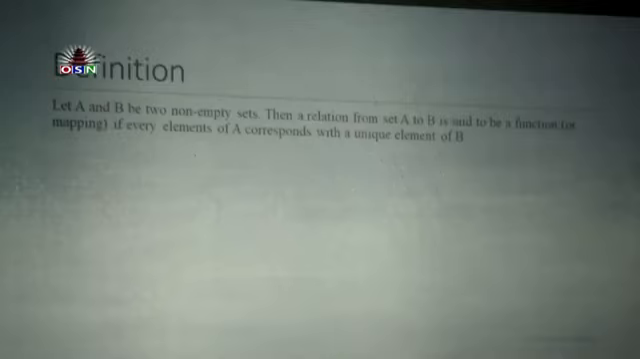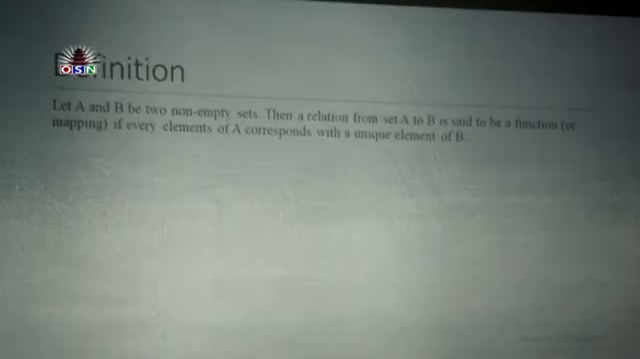In the previous classes we have discussed the meaning of ordered pair, what is meant by Cartesian product, and what is relation. So I don't want to go into details about relation, ordered pair and Cartesian product, but today we are going to discuss the topic function. Here we will discuss what is the meaning of function.